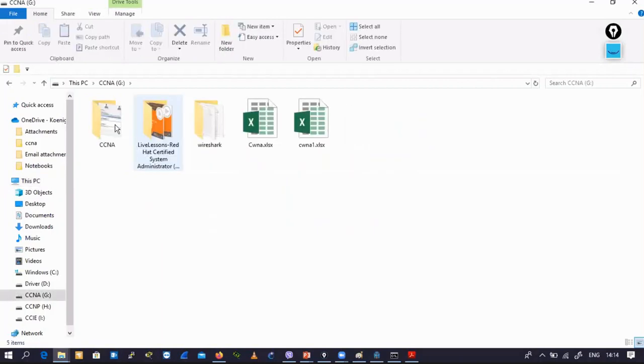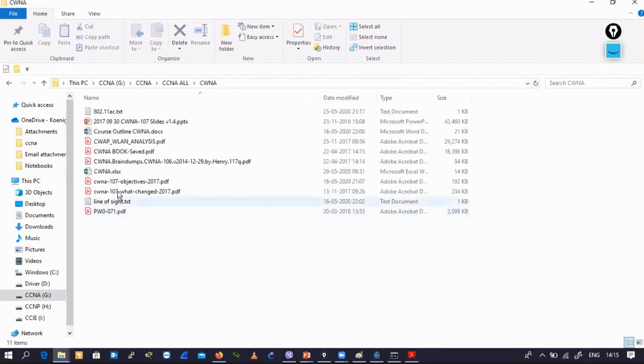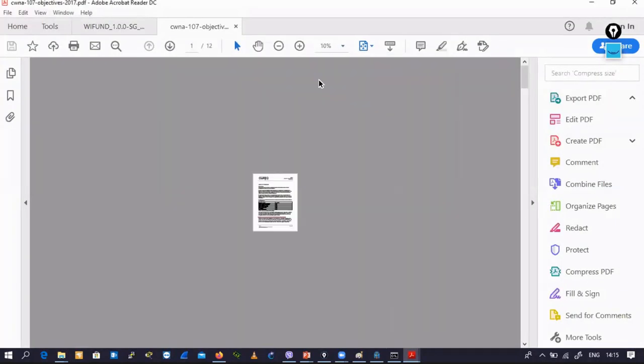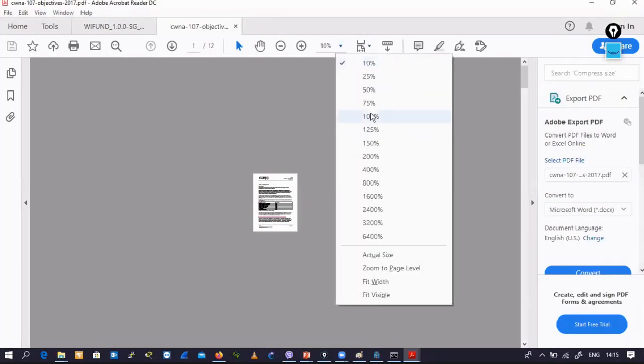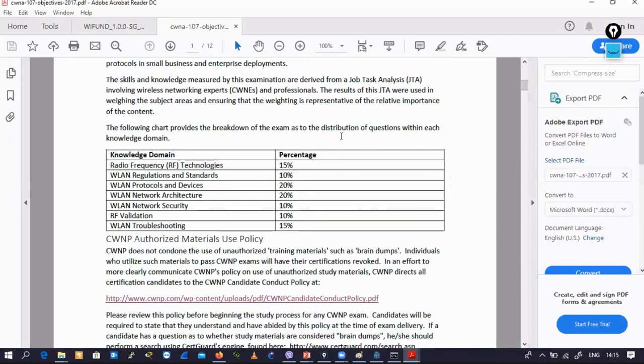CCNA and CWNA. These are the course objectives we have. CWNA 107. So radio frequency technologies cover 15% in the examination. WLAN regulation and standards is 10% in the examination. WLAN protocols and devices is 20%. I think you guys have to concentrate on WLAN protocols and devices, and WLAN network architectures also.